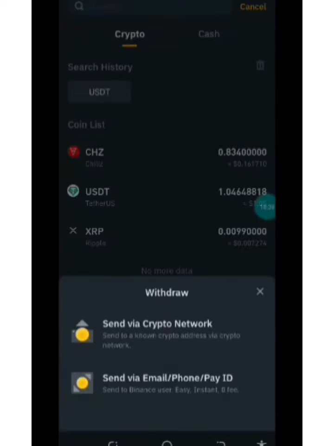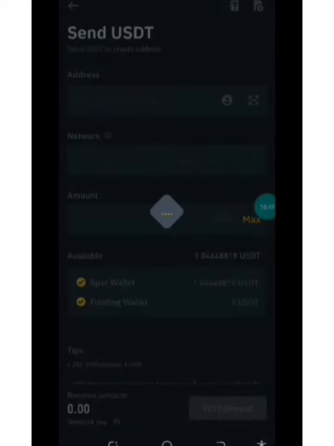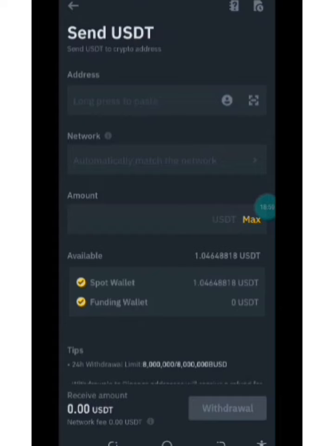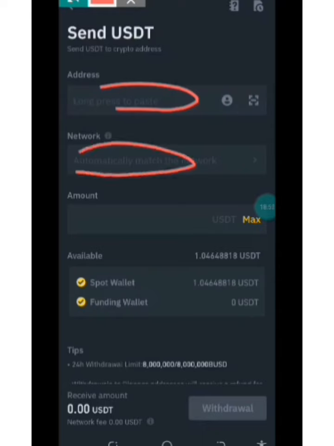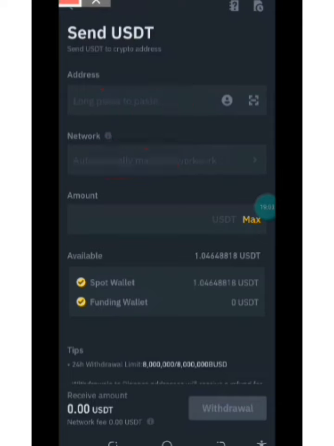So you can see this interface here. Send via crypto network or send via email, phone number, or AID. So I prefer using crypto network. So I click on crypto network. So I already have my USDT network already. I paste it here under the address. Under the network here, I specify the network I'm sending. And here I put in the amount of USDT I want to transfer.